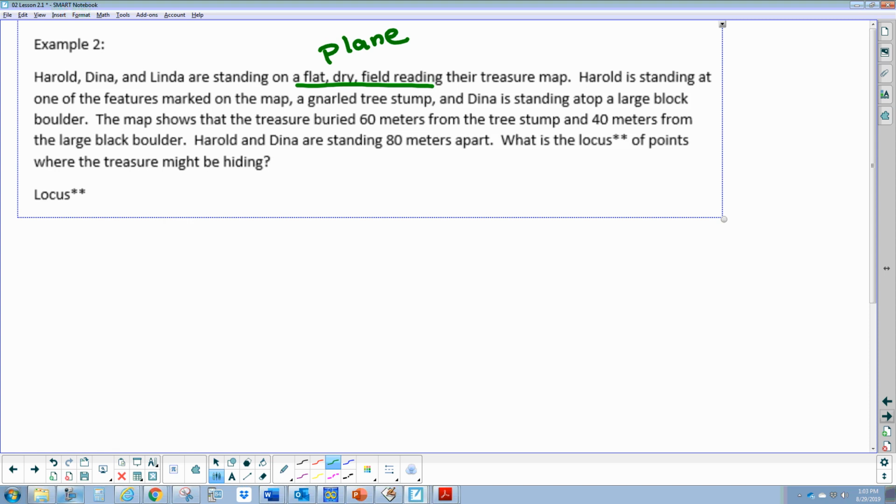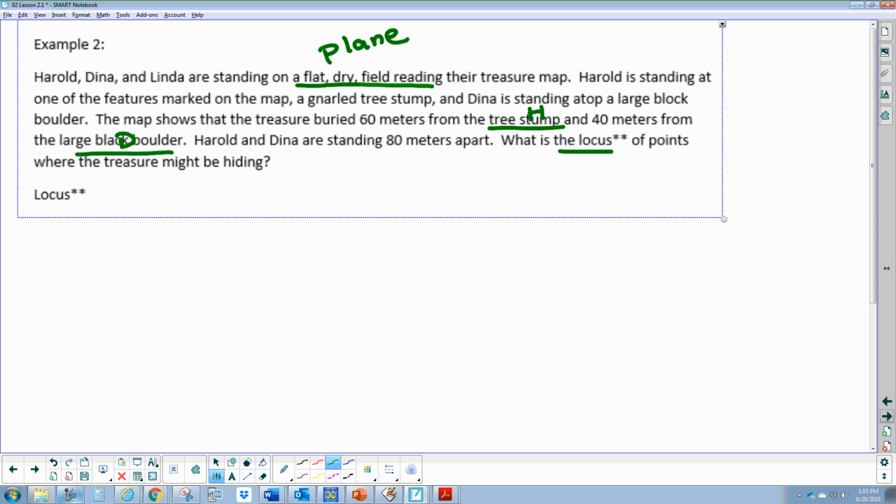The map shows that the treasure is buried 60 meters from the tree stump. That's where Harold is standing. And 40 meters from the black boulder, which is where Dinah is standing. Harold and Dinah are standing 80 meters apart. What is the locus of the points where the treasure might be hiding?